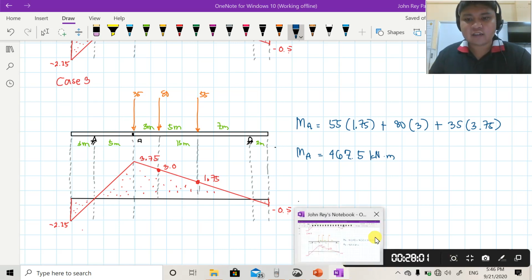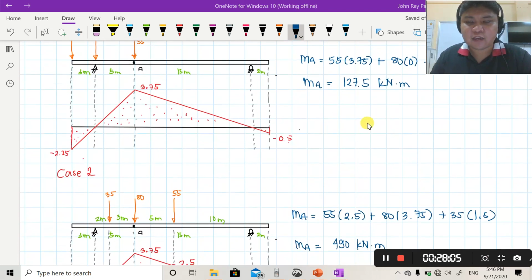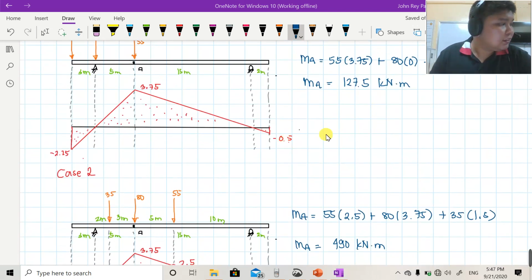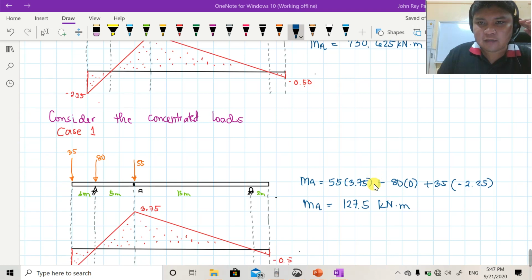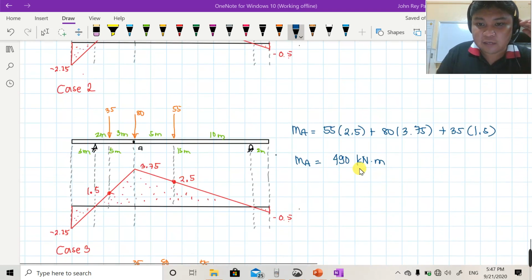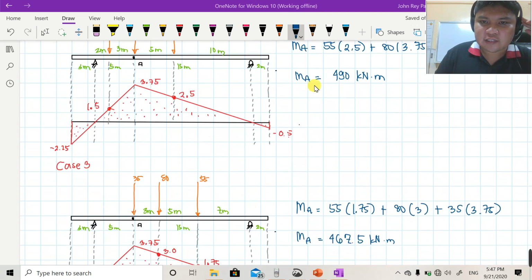So, ayan class. Among the three cases class, i-observe mo ulit. Alin sa kanilang tatlo class ang may maximum bending moment? So, syempre, yung unang case is 127.5, mali agad, mababa. Yung pangalawa is malaki, 490. Compare natin sa case 3, 467.5. So, therefore, sa pagkakataong ito class, ang i-consider natin the maximum moment is yung 490.